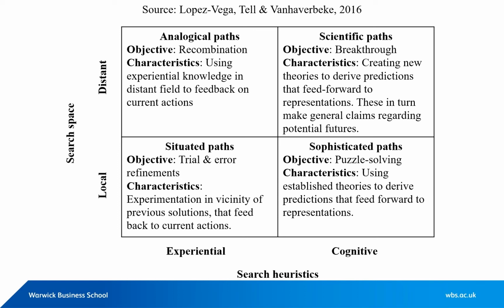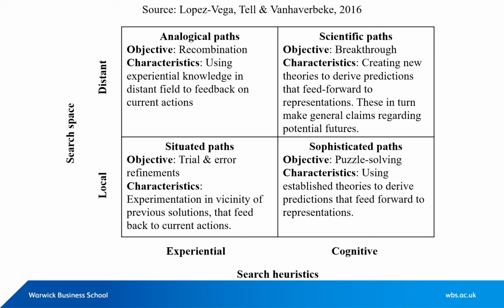When a firm conducts local search with experiential learning, it takes a situated path. Here, the objective is to refine existing knowledge and products through trial and error. The firm experiments in the neighborhood of previous solutions that feed back to the firm's current actions.